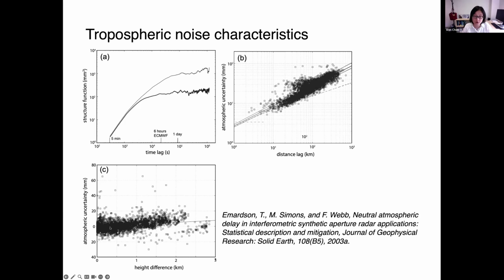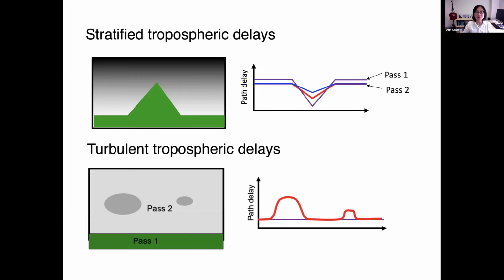However, I do want to note that you can see there is a topography-dependent component, but the spread is also quite big. That also reflects that there is a turbulence nature that is somehow random and evolves rapidly and often is not correlated with topography, and both can happen. And so here is a summary of these two kinds of tropospheric noise.